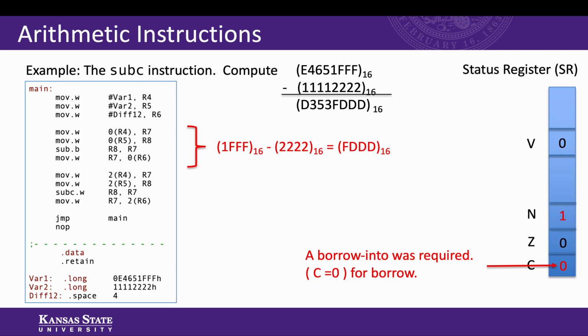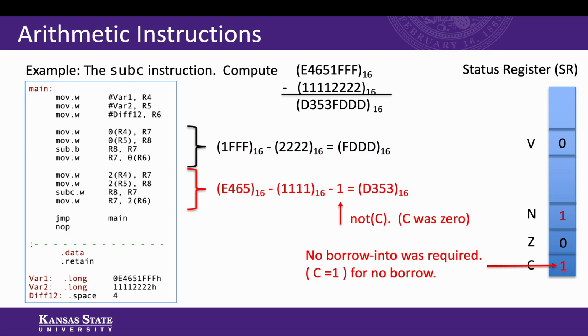The answer is FDDD. So what we're doing is subtracting the least significant 16 bits, because this is a 32-bit operation in total. Now to do this operation, a borrow into is required, right? Think about that for a second. We've got a 1 at the most significant digit and then a 2 in the subtrahend. So we're going to need to borrow into, so C will be 0. The result, F at the most significant digit, can be expanded, and so this is a negative answer.